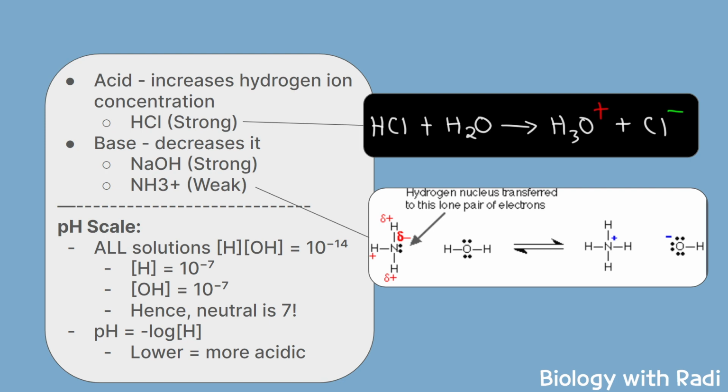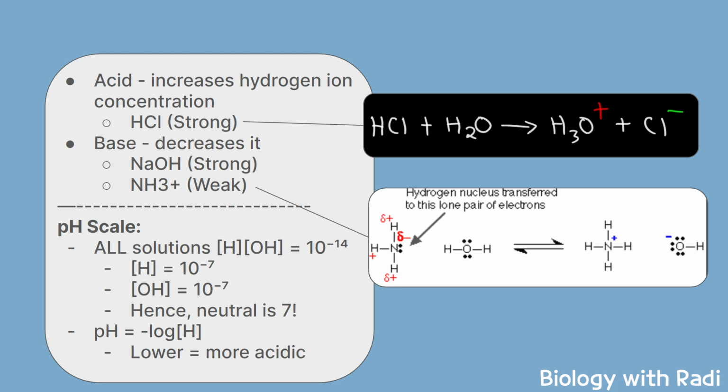So now we can actually move on to acids and bases more deeply. The definition of an acid is any substance that increases the hydrogen ion concentration of the substance it's added to. An example of this is hydrochloric acid, HCl. And a base does the opposite, where it decreases the hydrogen ion concentration. Examples include sodium hydroxide, which is NaOH, and ammonia, which is NH3.